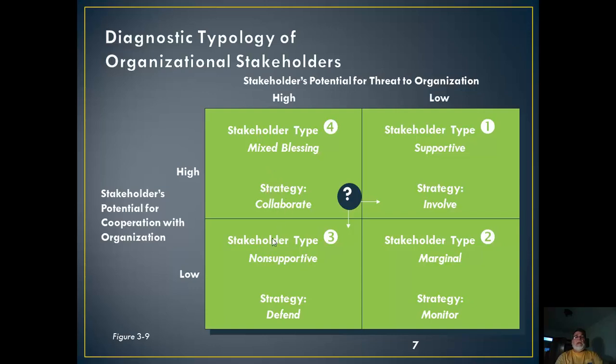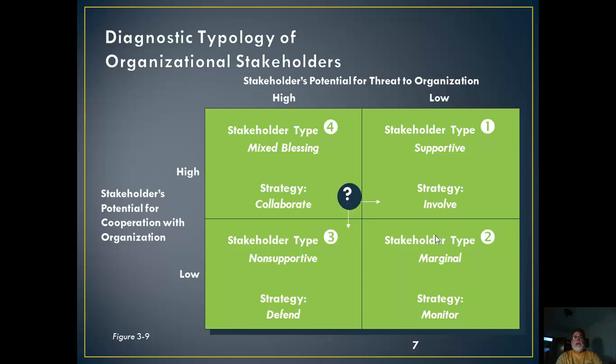In quadrant 3, you have the non-supportive stakeholder. These are the people that are a high threat to the organization, but they're not going to cooperate much. And what you do there is monitor them, and you take a defensive position.